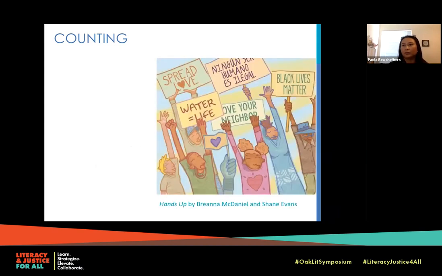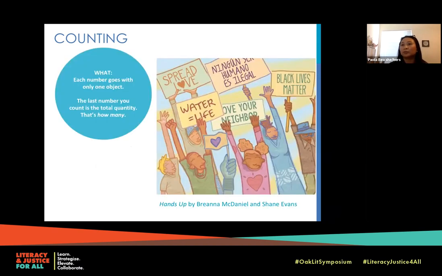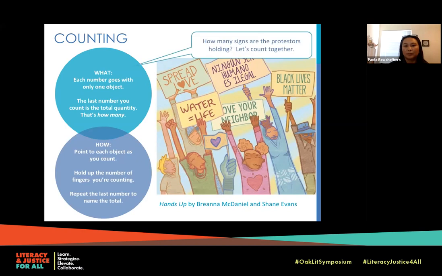So here, we're going to look for each number goes with only one object. And we're going to look for the last number you count is the total quantity. That's how many. The idea that each object stands for one number is called one-to-one correspondence.